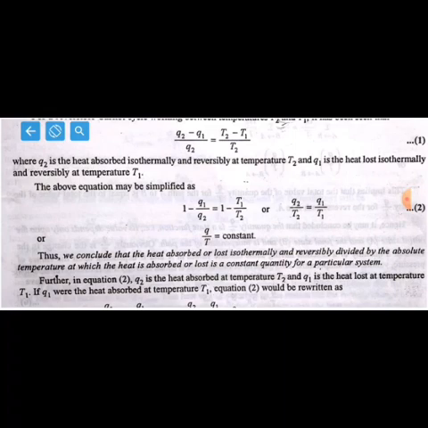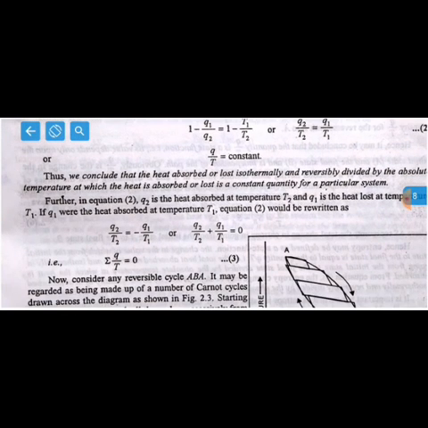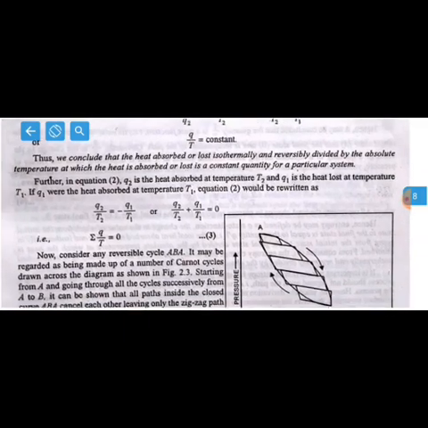The above equation may be simplified as 1 minus Q1 divided by Q2 is equal to 1 minus T1 divided by T2, or Q2 by T2 is equal to Q1 by T1, that is equation 2, or Q by T is equal to a constant. Thus we conclude that the heat absorbed or lost isothermally and reversibly divided by the absolute temperature at which the heat is absorbed or lost is a constant quantity for a particular system. Further, in equation 2, Q2 is the heat absorbed at temperature T2 and Q1 is the heat lost at temperature T1.